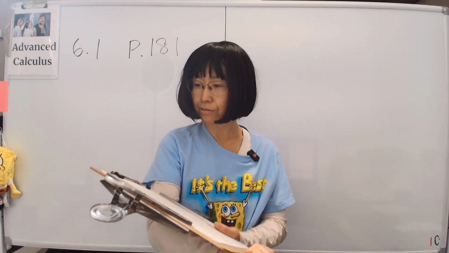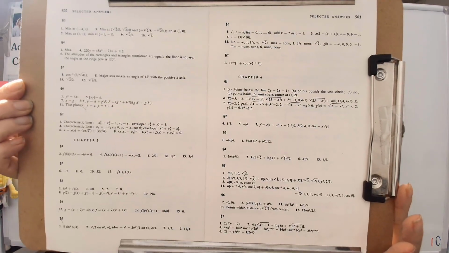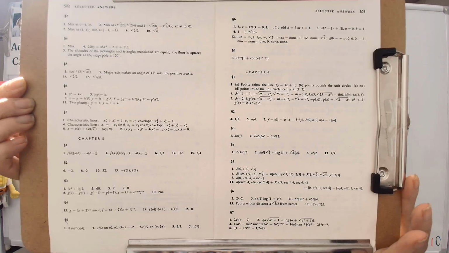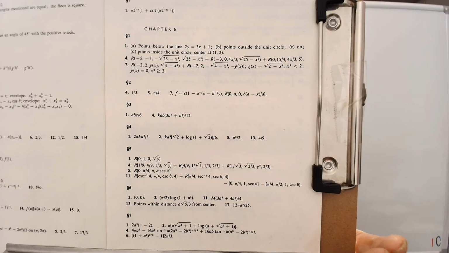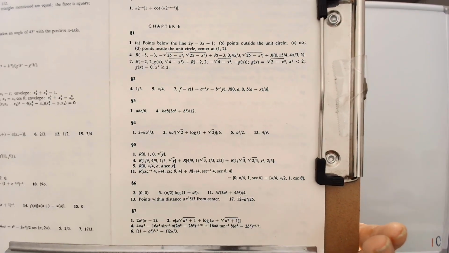Today we are going to do chapter 6.1, but before I do that, I want to show you the answer sheet because we're about to go to a new page on the answer sheet. So here's the answer sheet. We are in chapter 6, so I mostly just have to show you this part. Here's the first part of chapter 6. The other part is on the other side.